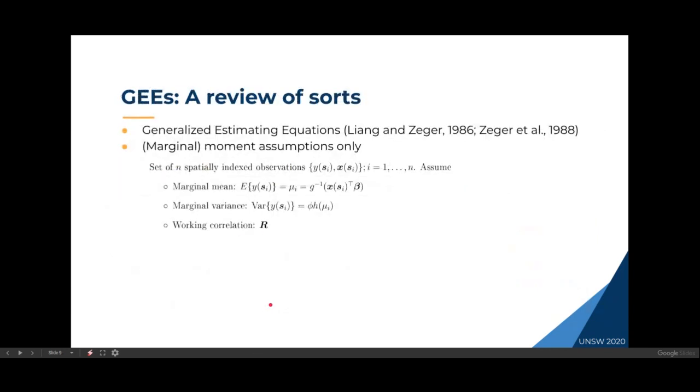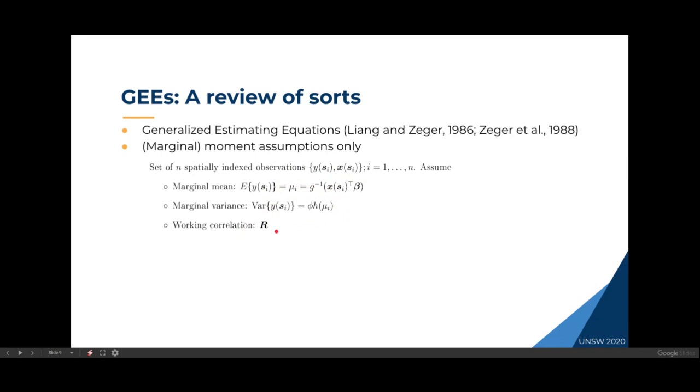results, we're going to do a review of generalized estimating equations. GEEs are a very seminal work by Liang and Zeger out in the late 80s. The main point about them is that we don't have distributions. We're just relying on, in this case, marginal moment assumptions. So suppose you've got a set of n spatially indexed observations. So s_i is the spatial location, and then I've got a univariate response y, and then I've got a vector of covariates x. With the GEE, I then set up a marginal mean, such as this, a marginal covariance, which looks like this, and then some working correlation matrix R.